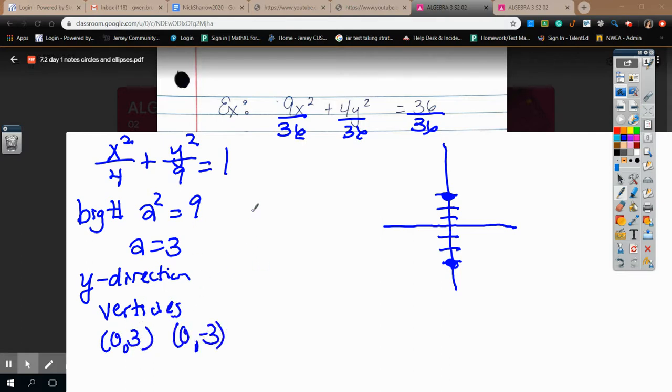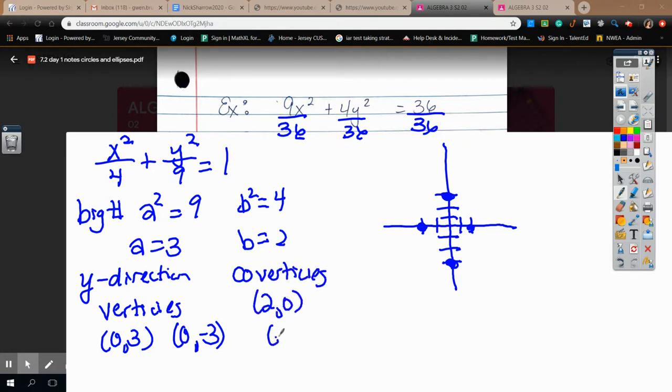The co-vertices come from the b squared. B squared is 4. B is 2. It's under the x, so that's in the x direction. Those are your co-vertices, which is enough for you to draw the ellipse. So we can draw it now, but we still need to find Stewie's eyes, the foci. So it's a squared minus b squared equals c squared.